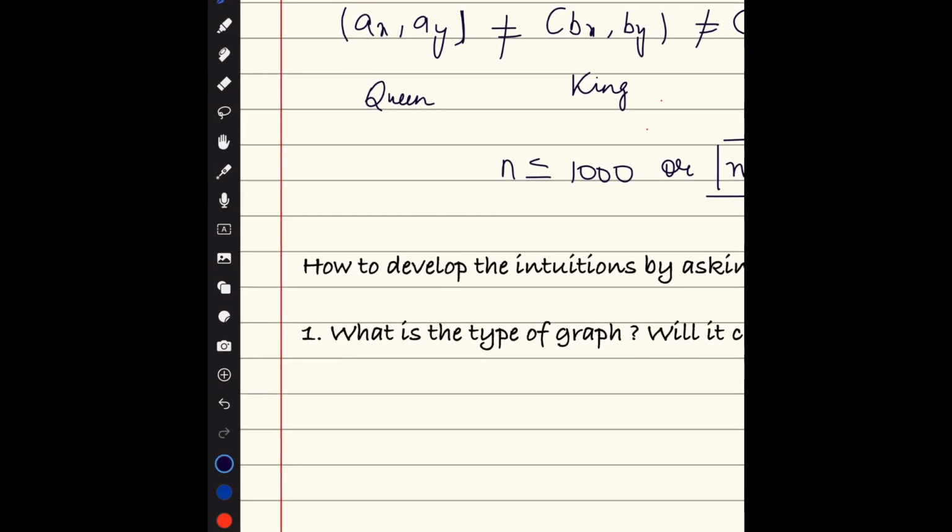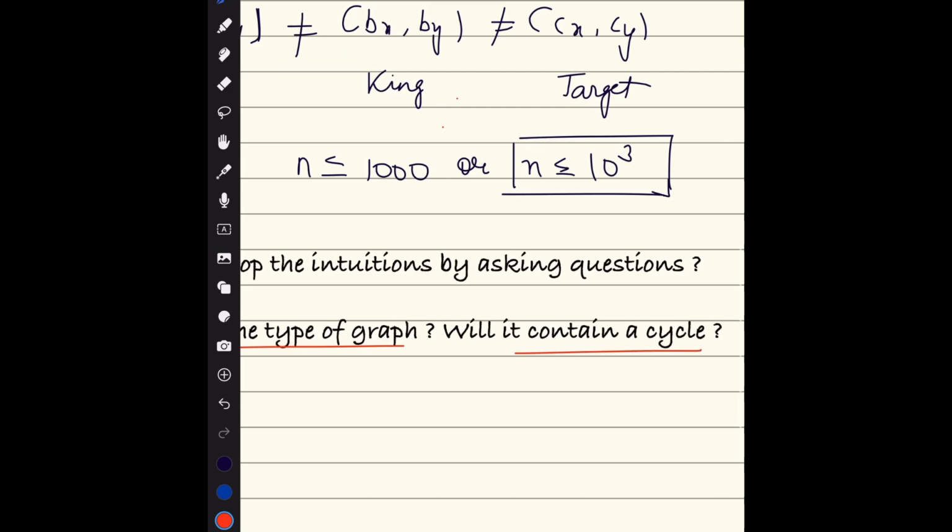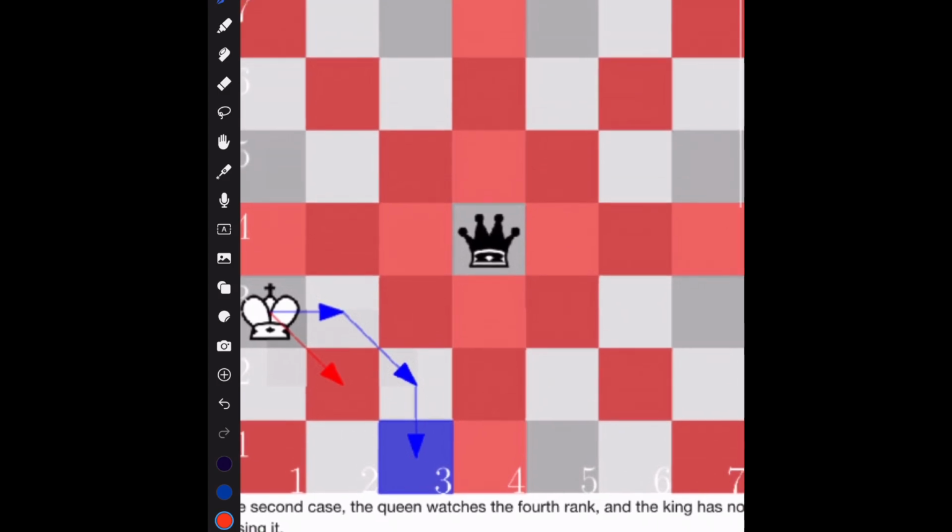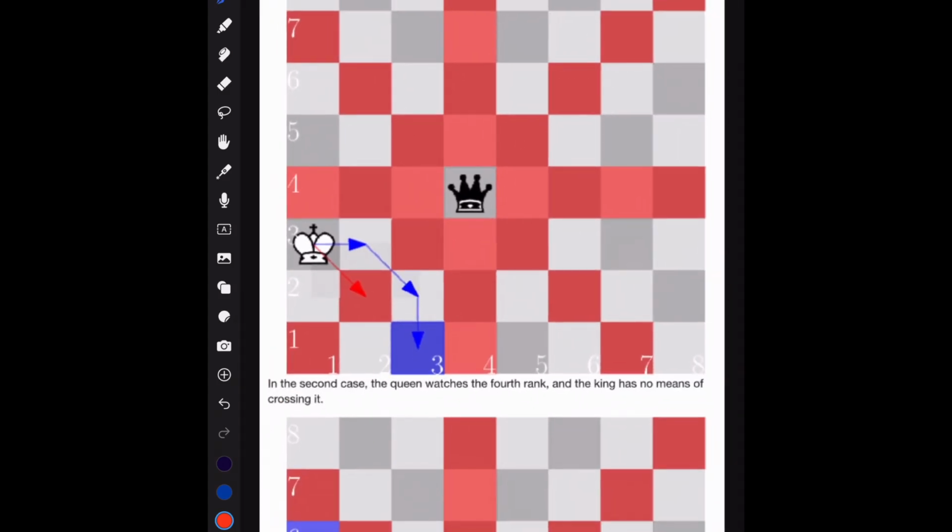Right, now let us try to solve this question. There are a few things that need to come into your mind. What is the type of graph that you need to use, and will it contain a cycle? If you look at this test case, this is your graph. I'm going to reduce the size a bit. If your king is here, the king can move to this particular square or this particular square. It will not move to any of these others, because it will get a check. So the best way is to move over here, from here, and then to here.